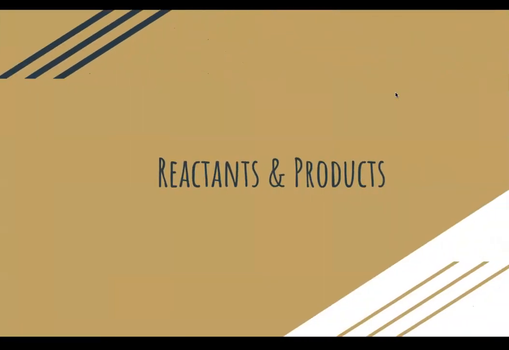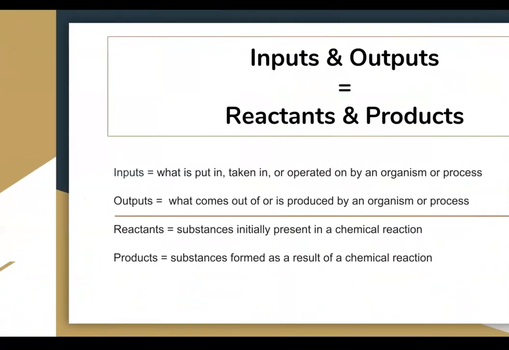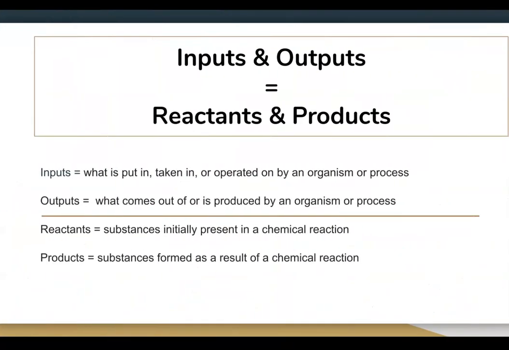There's one more part of chemical equations that we need to make sure we understand, and that's reactants and products. When you started this part of the unit, you were asked to brainstorm a list of things that go into organisms and are released from organisms, and we use the terms inputs and outputs. Inputs are just what's put in, or taken in, or operated on by an organism or a process. Outputs are what come out of or is produced by an organism or process. When we are talking about chemical reactions, we use very specific words to describe what goes in and what comes out of those reactions. And those terms are reactants and products.